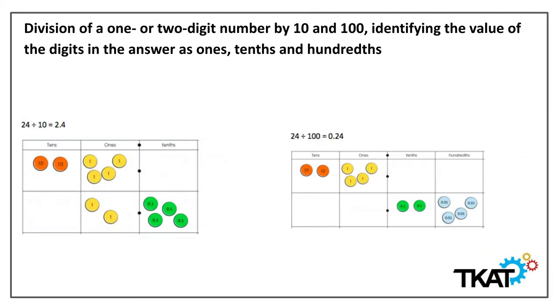As we have discussed previously, when you divide by 10, each part is 10 times smaller. The tens become ones and the ones become tenths. Each digit is in place so that the value is 10 times smaller in this example.